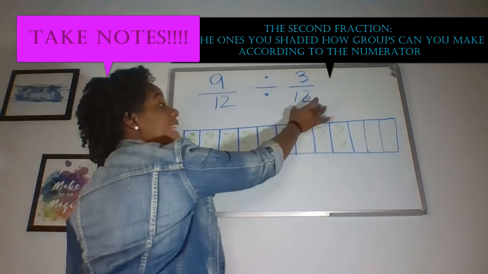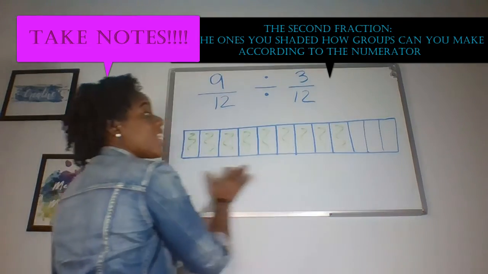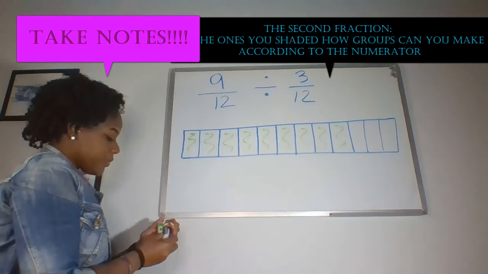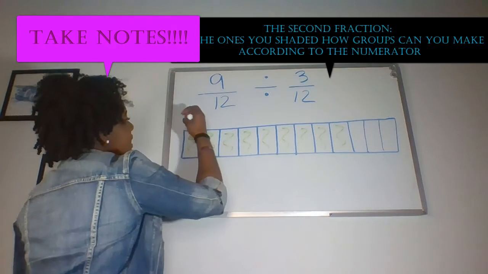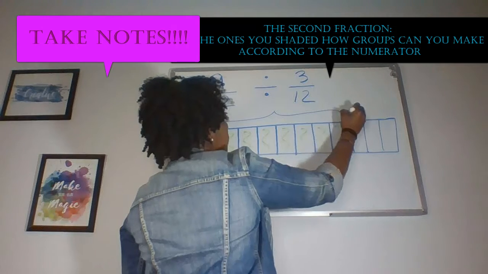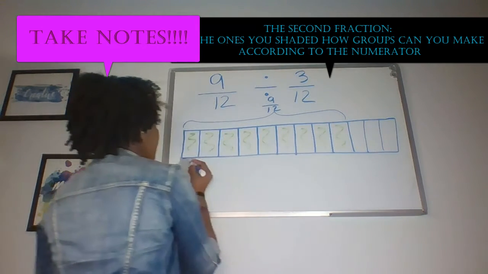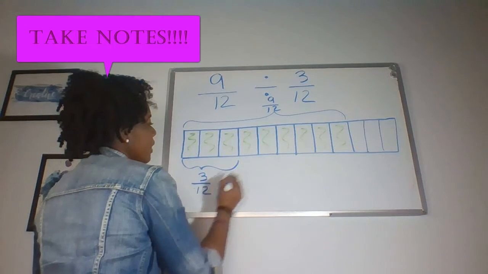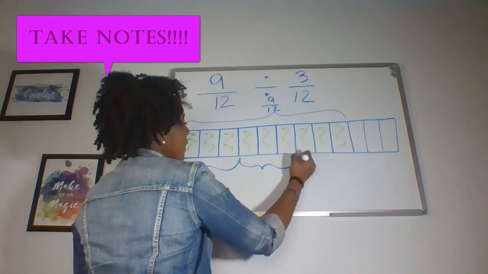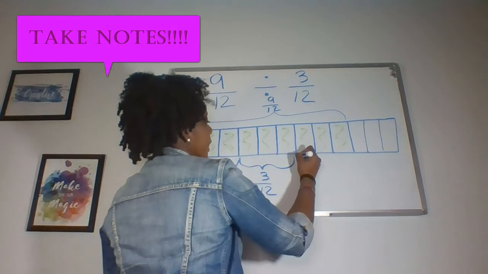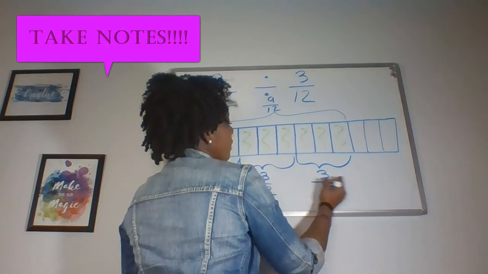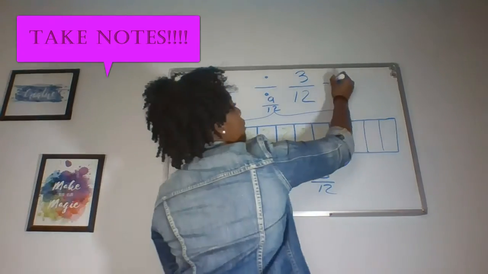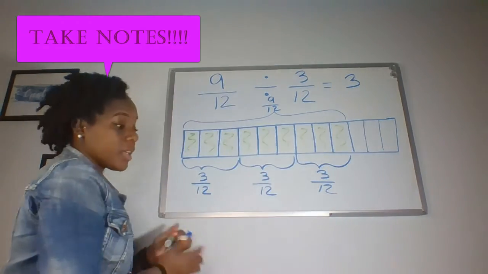Okay, so then the second one says, of the 9 that is already shaded, how many times can I get 3 out of 12? So this entire thing from what's shaded represents 9/12. And then I need to go through and break it up into groups of 3. So this is 3 out of 12, 3 out of 12, 3 out of 12. How many times did we get 3 out of 12? We got 3 groups out of that. So then our answer should be 3.